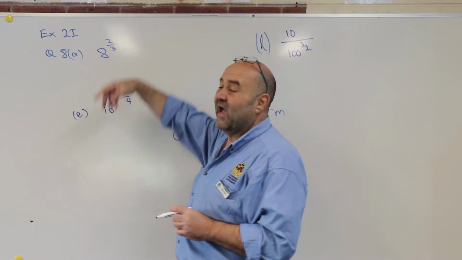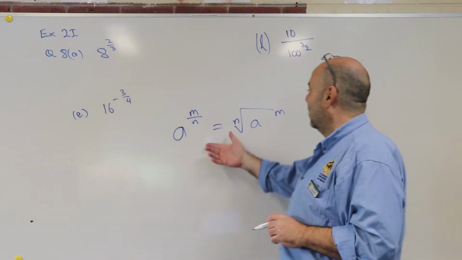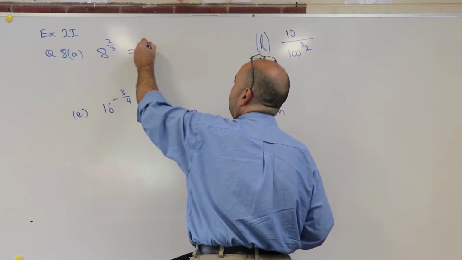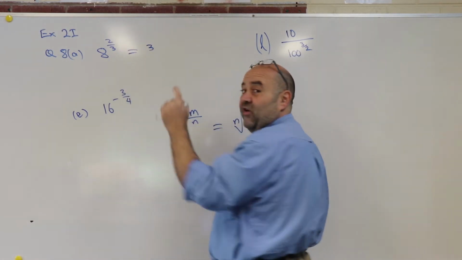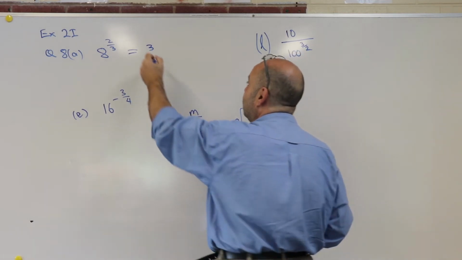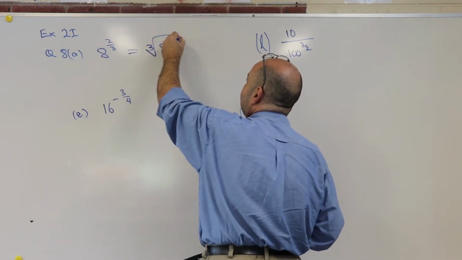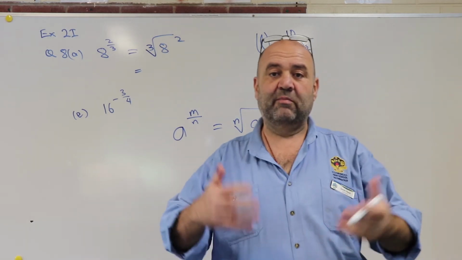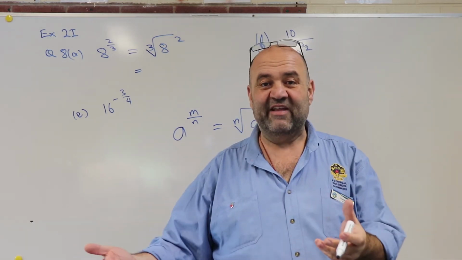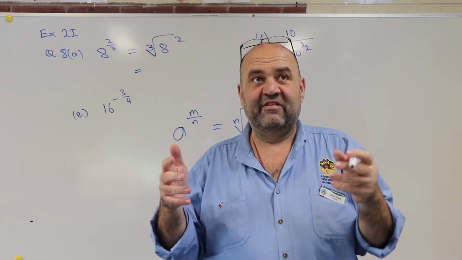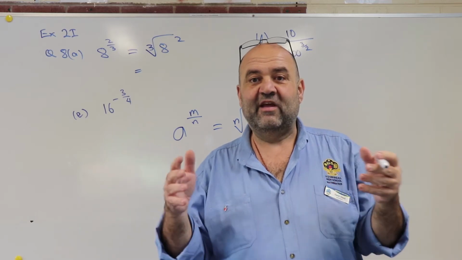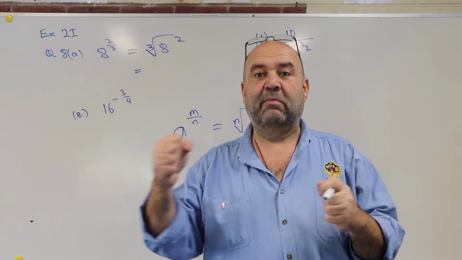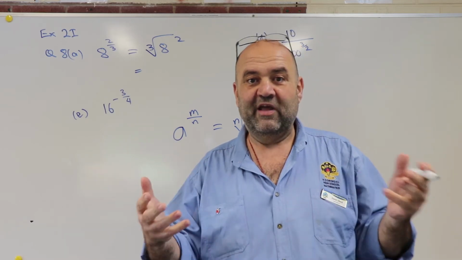So for part A, I've got 8 to the power of 2 on 3. Well, if I follow the index law, that's going to equal the cubed root, cubed because there's a 3 in the denominator. So the cubed root of 8 squared. Well, what's the cubed root of 8? What number multiplied by itself 3 times gives me 8? It's not hard, guys, because the cubed root is going to be less than that number. So you've just got to come up with a number less than 8, where if you multiply it by itself 3 times, you get 8.